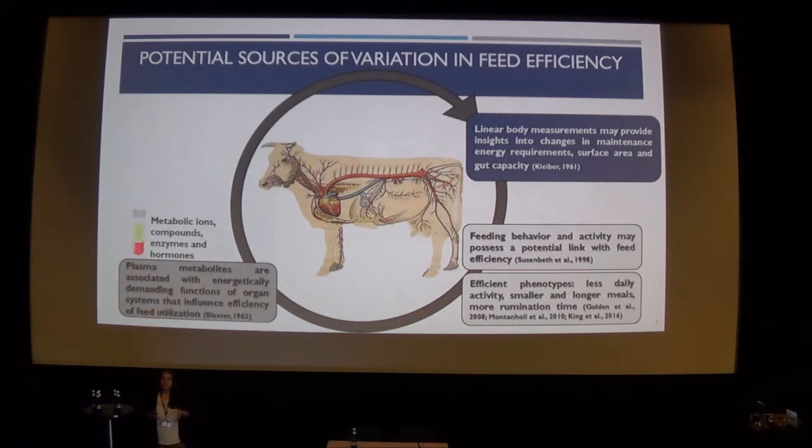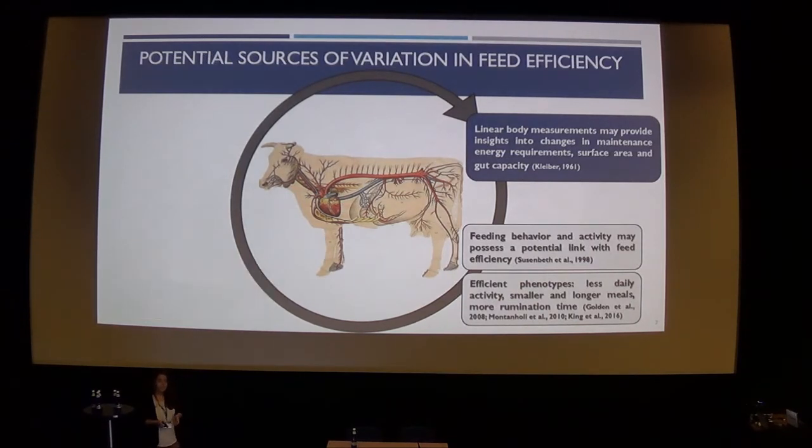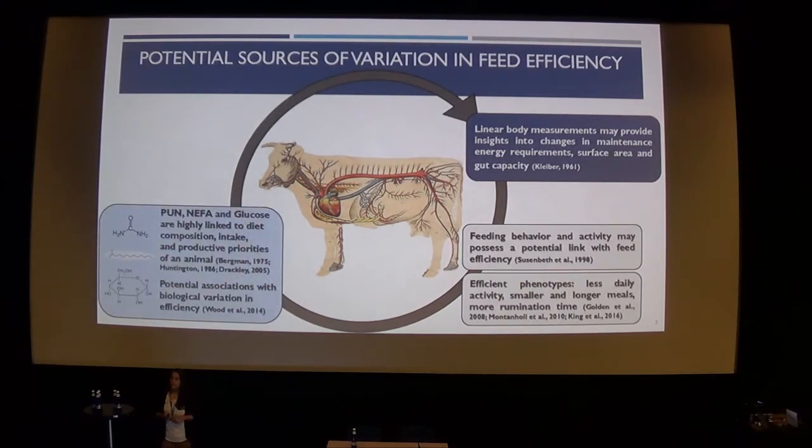Another thing that could be signaling those differences in energy use are metabolites, in which we can include metabolic ions, compounds, enzymes, and even hormones. So basically, any metabolite that is associated with those energetically demanding functions could be signaling those differences in energy use. In our study, we looked at plasma urea nitrogen, non-esterified fatty acids, and glucose.